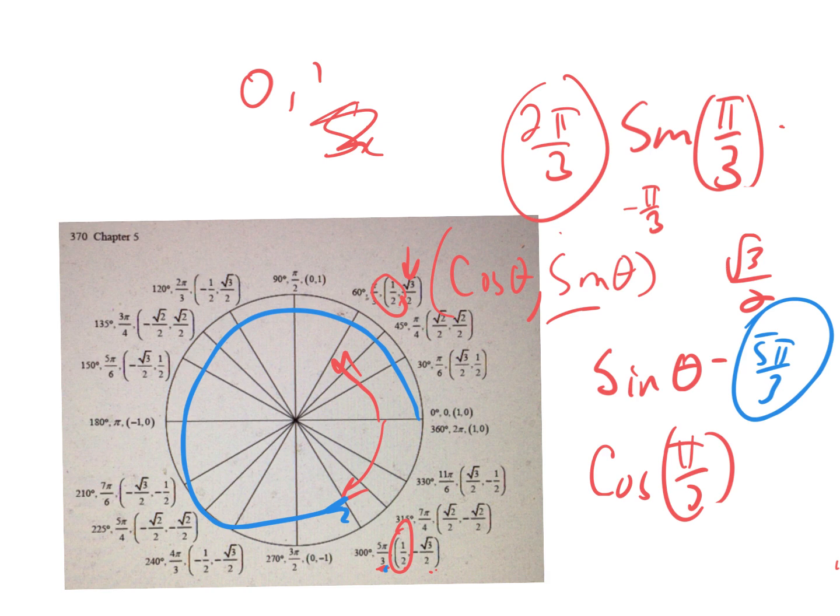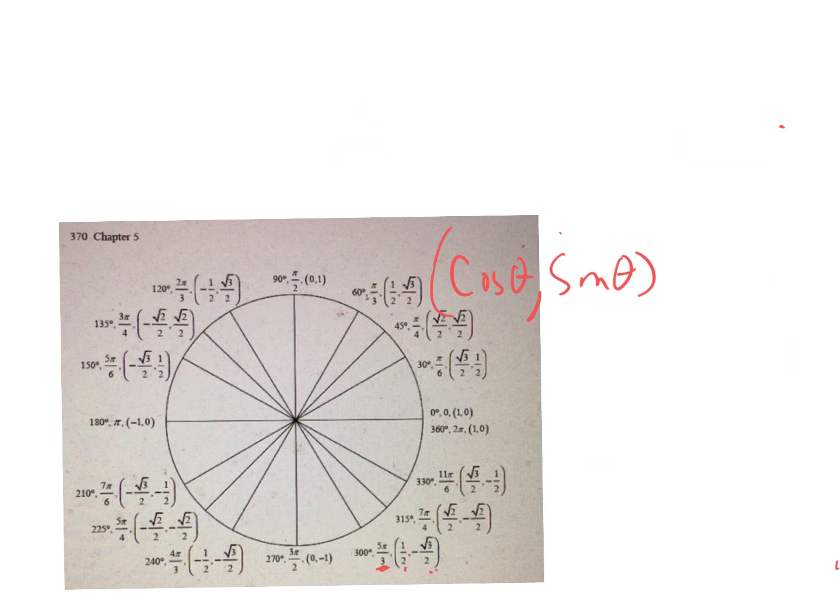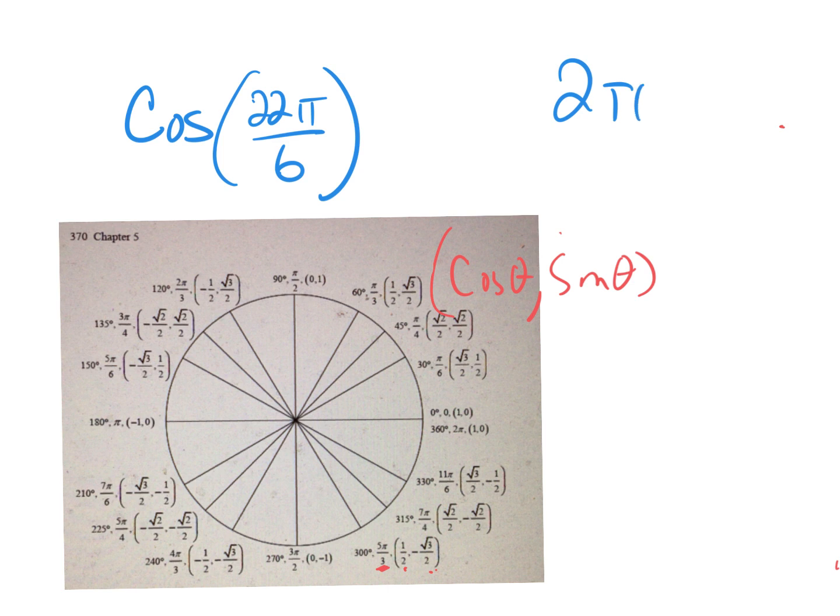Okay, let's talk about angles that are bigger than 2 pi. Suppose I had to find the cosine of 22 pi over 6. If you think about it, 2 pi radians is 1 rotation around. And because this is divided by 6, I guess we could reduce that. Let's make it so it's not reducible. Here, we're going to make it 23 pi over 6. That way it's not reducible.